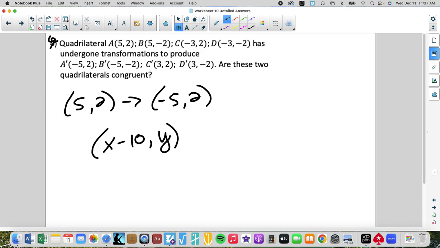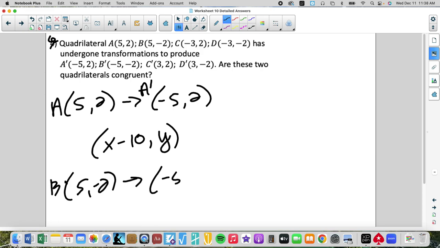Is that consistent for all the points? If we plug in, this is A to A prime. So if we plug in B, which is (5, -2), and use this transformation, does this become (-5, -2)? Yes, that's good. So that one transformed. So let's do C.